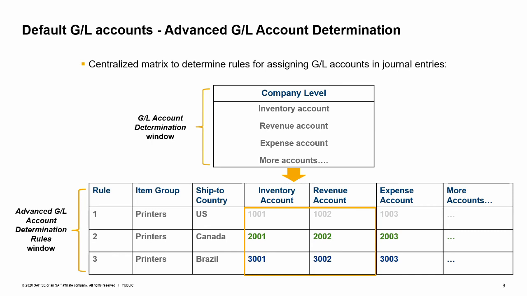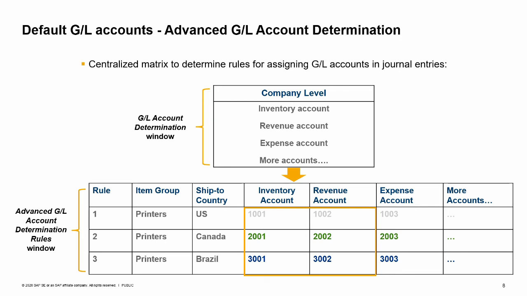Any rule you define in the advanced form will have a higher priority than the GL account determination window in determining which account is assigned in journal entries. So, in our example, OEC computers can define a separate revenue account for each item group per country, for example, revenues from printers in Canada, Brazil, and US.